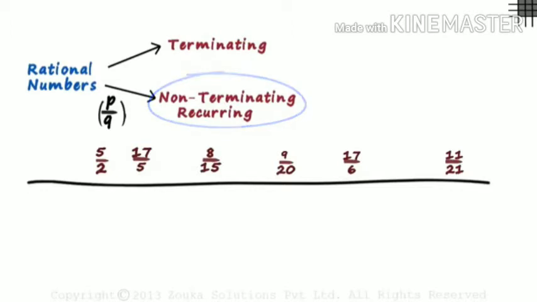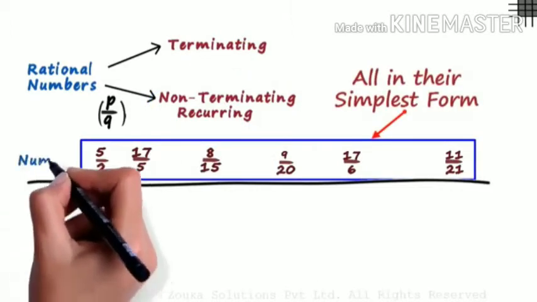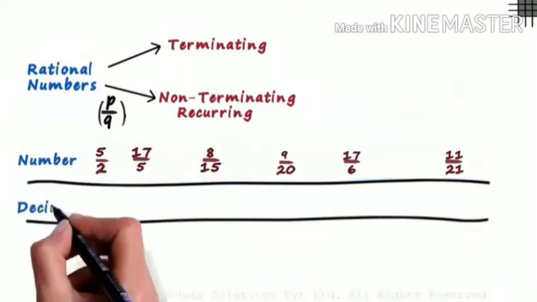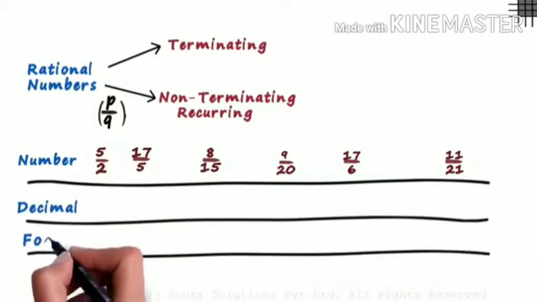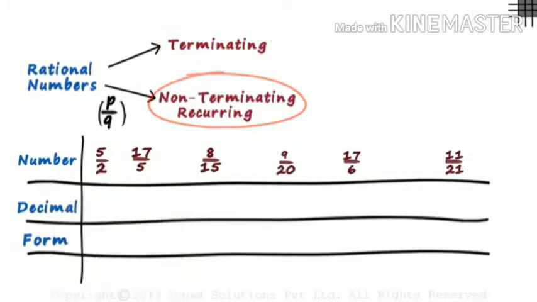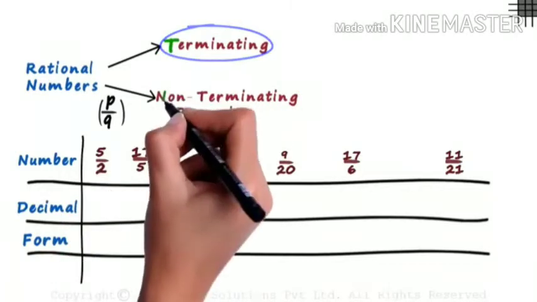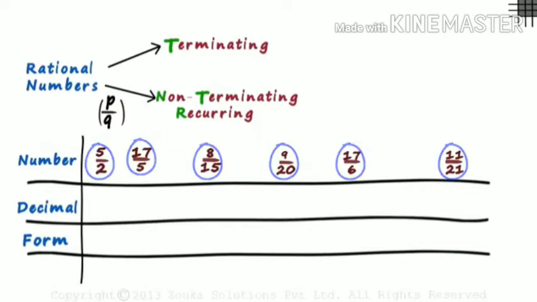Let's make 3 rows and analyze it. Let this be the row of our numbers. Just for our understanding, let us calculate the decimal values of each in this row. And we write the form of each decimal in this row. By form, I mean either this or this. We will write T if it's terminating and NTR if it's non-terminating recurring. Let's try calculating the decimal values of each of the numbers first.